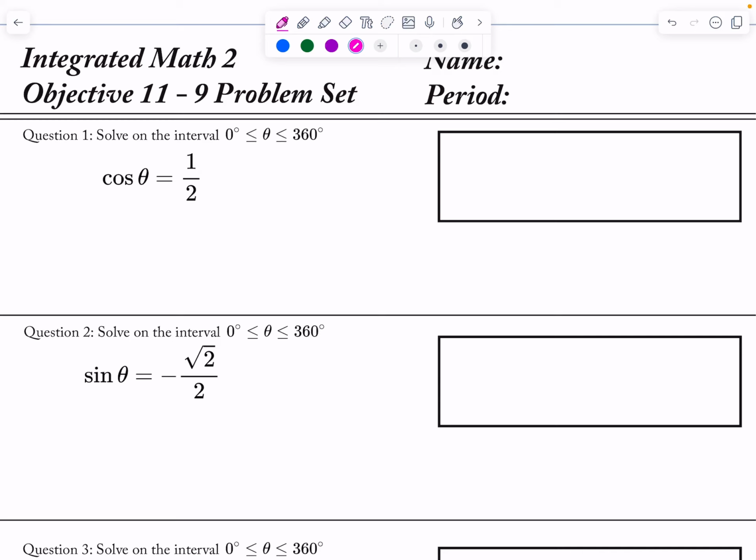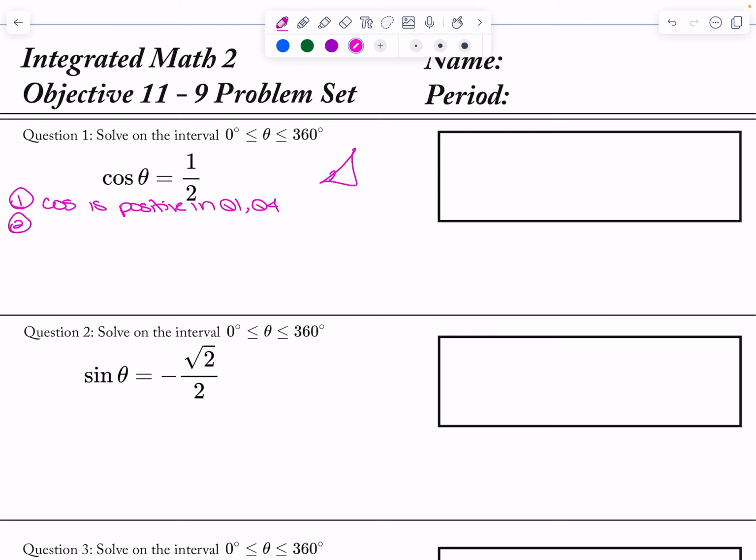Okay, so let's do all the odd numbered questions. First thing, again, cosine is positive in quadrant 1 and in quadrant 4.